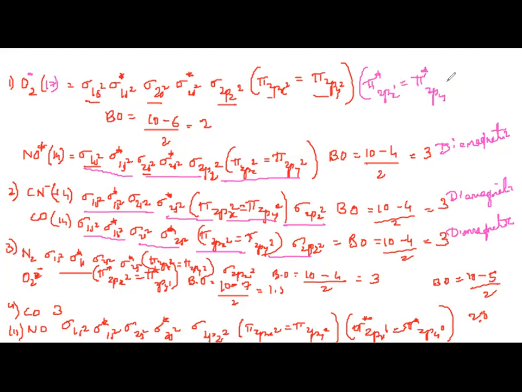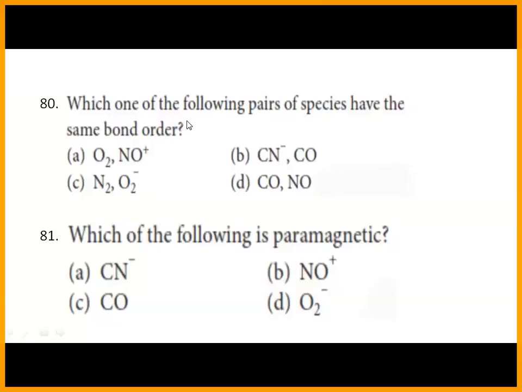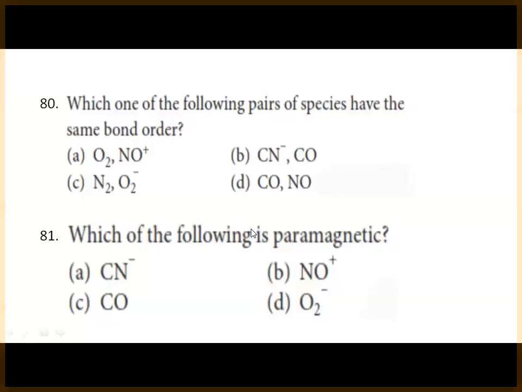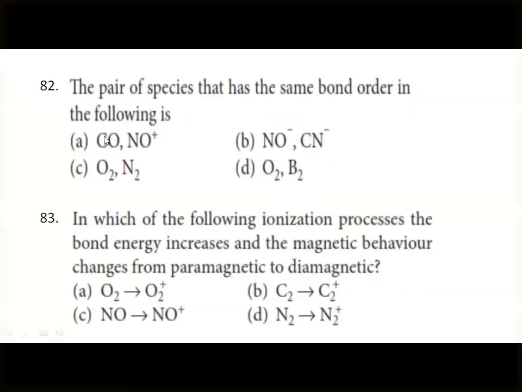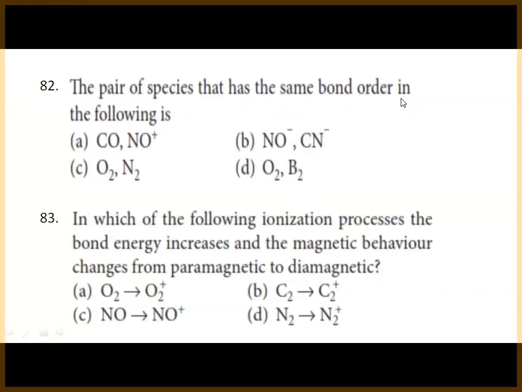So here for O2, this is correct. O2 minus means here 2 electrons come. Therefore, it is having one unpaired electron in its molecular orbital. Therefore, I say it is paramagnetic, right? Okay. So O2 minus is paramagnetic.